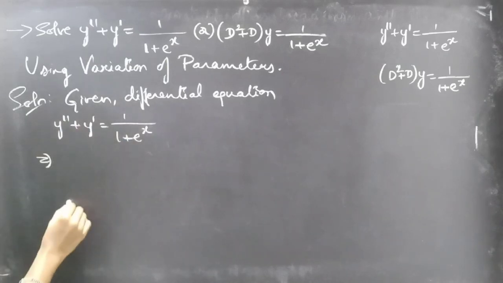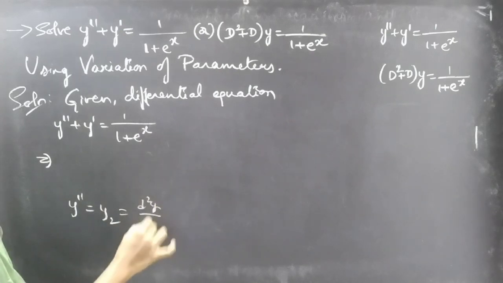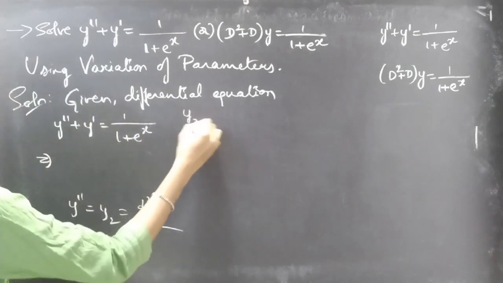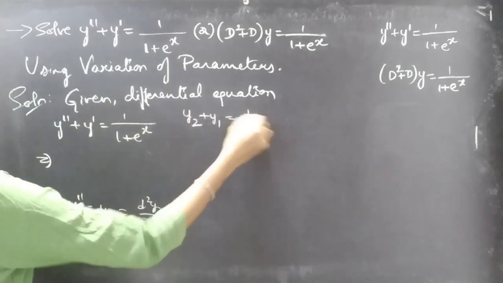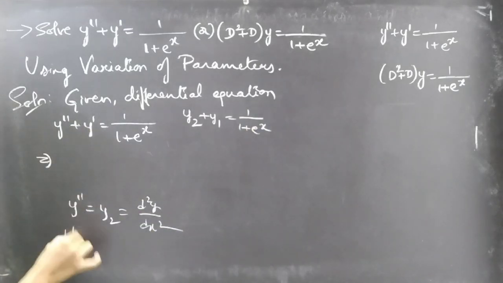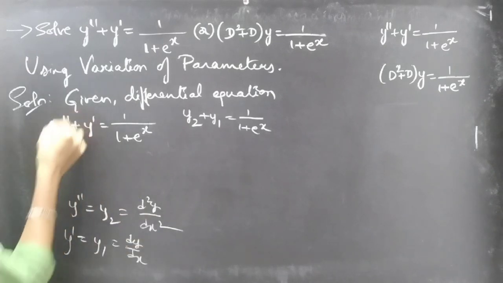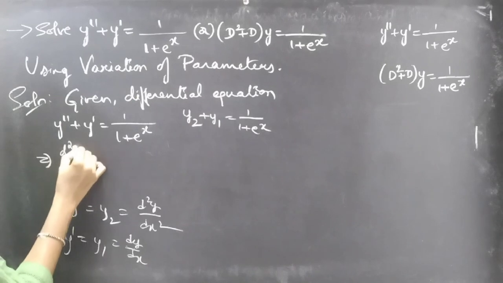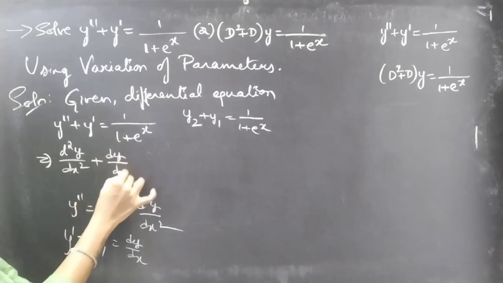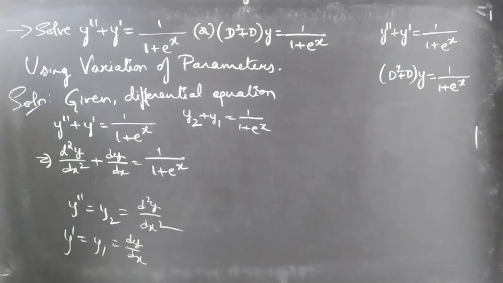We can write y double dash, or y2, as d square y by dx square, right? You can have the same equation as y2 plus y1 equal to 1 by 1 plus e power x. And here y dash, or y1, is nothing but dy by dx. Now we can write y double dash as d square y by dx square plus y dash, dy by dx, equal to 1 by 1 plus e power x.